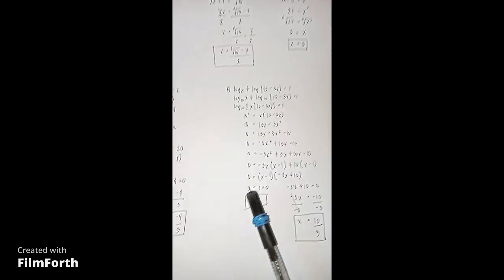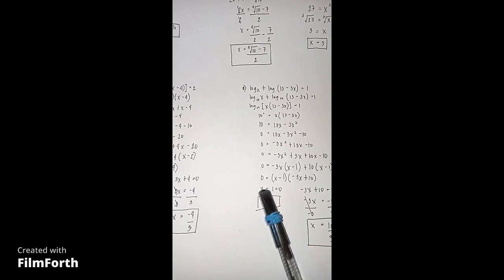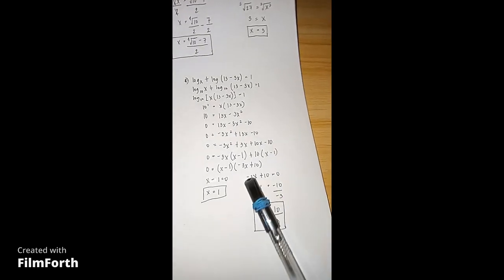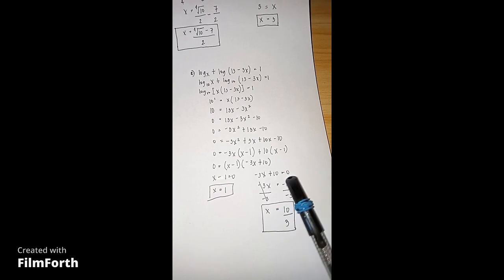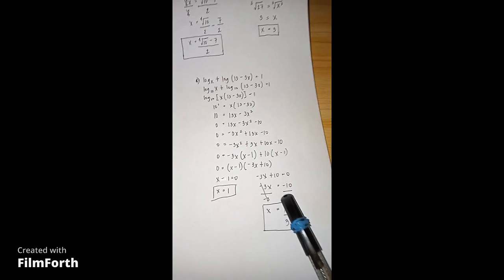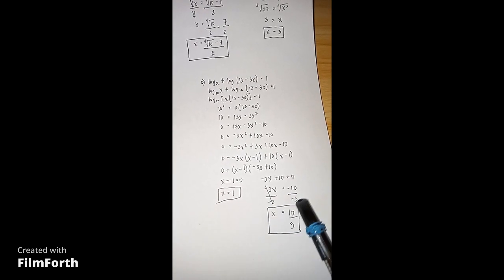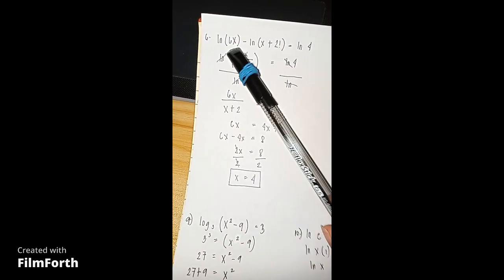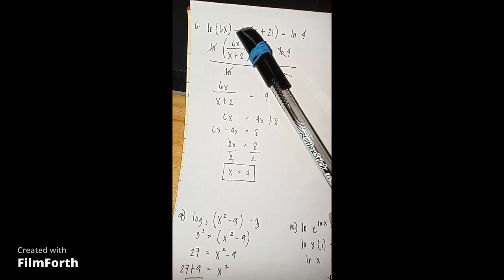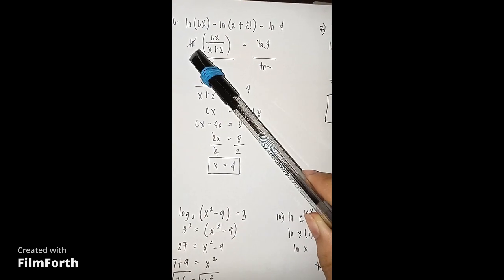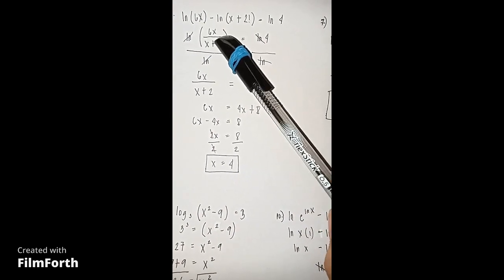So solve for x minus 1 is equal to 0. So the negative 1 transposed to the right, that will be positive 1. So x is equal to 1. So here the negative 3x plus 10 equals 0. So copy the negative 3x, and the 10 will be transposed to the right. That will be negative 10, and divide both sides by negative 3. So x is equal to 10 over 3. So let's go to number 6. So ln of the quantity 6x minus ln of the quantity x plus 2 is equal to ln 4. So copy the ln, and we need to make this a fraction.